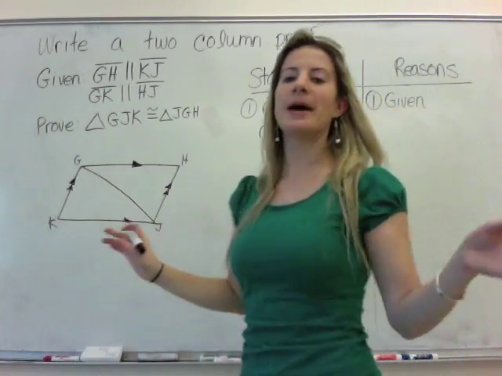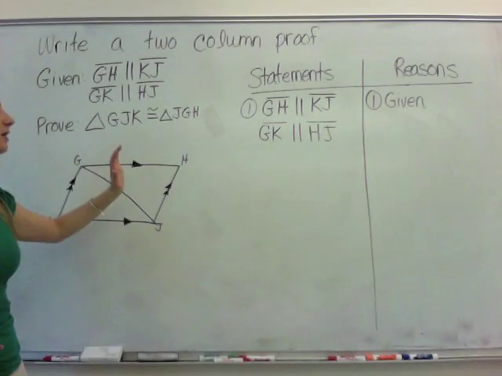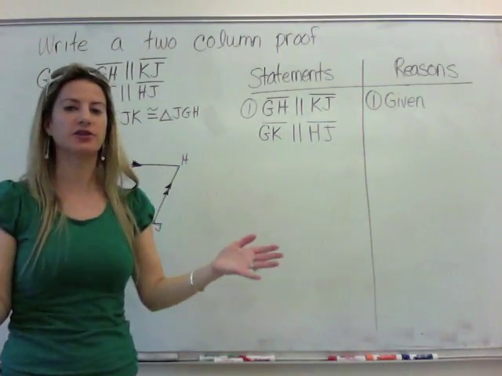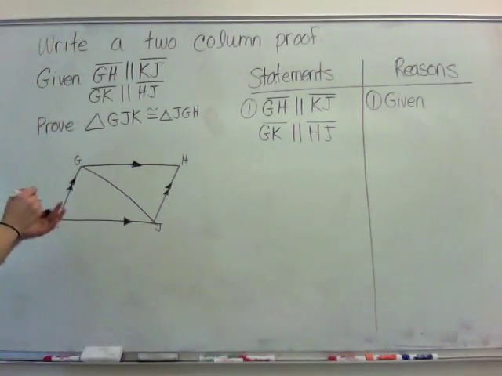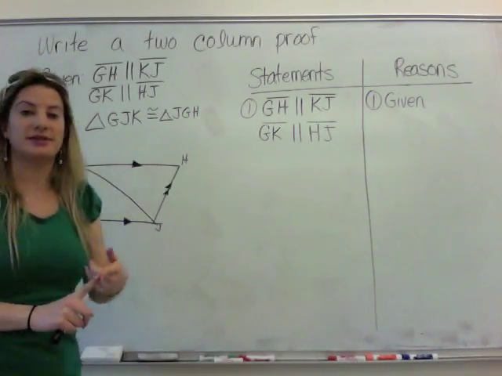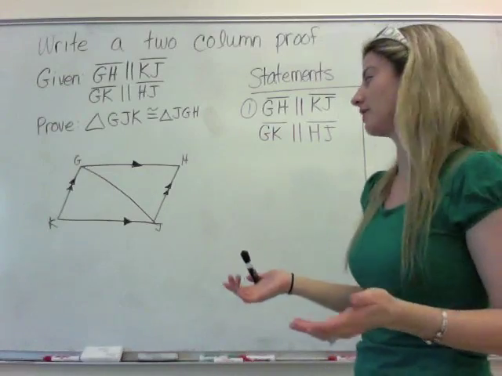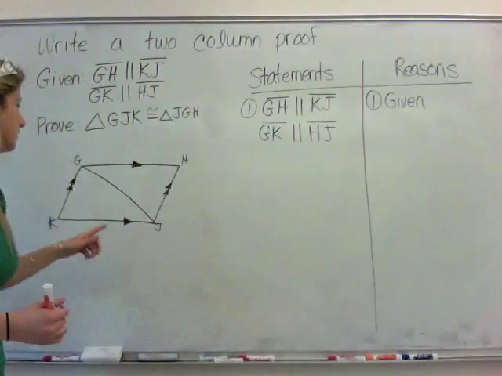Now, remember, I told you, when you're given that two segments are parallel, that's awesome news, because that means you can start looking for alternate interior angles, because those are going to be congruent when you have parallel lines. Given that we have no segments or angles that are congruent yet, we've got our work cut out for us. So let's start looking for those alternate interior angles.